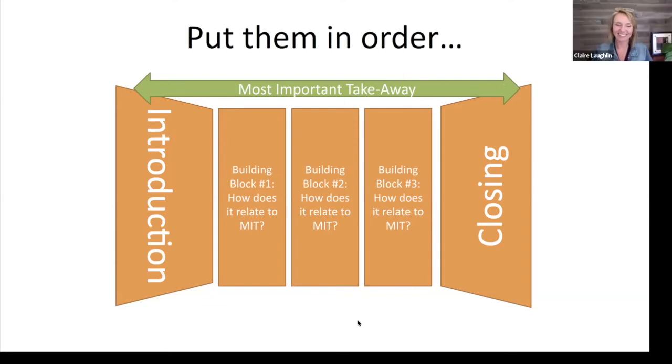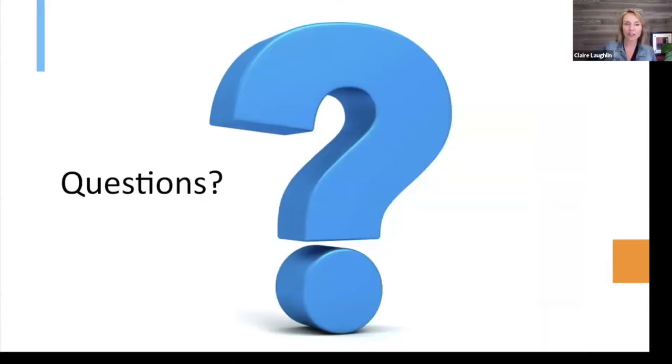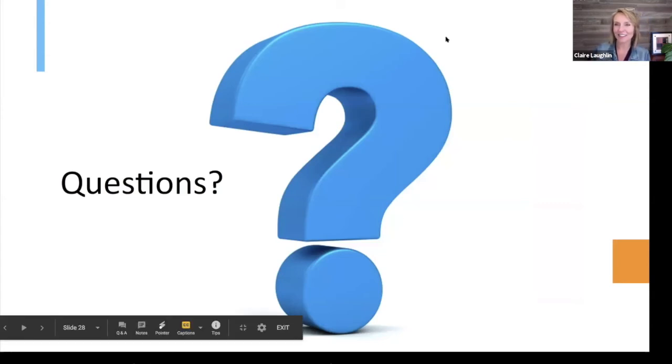You bet. Okay, so you build out your own building blocks and outcomes. That's what I want you to practice and play around with. And I want to take a pause here and just see, where are we? How are you doing? And what other questions do you have? Anything burning here? Can I just add onto what Claire just said?